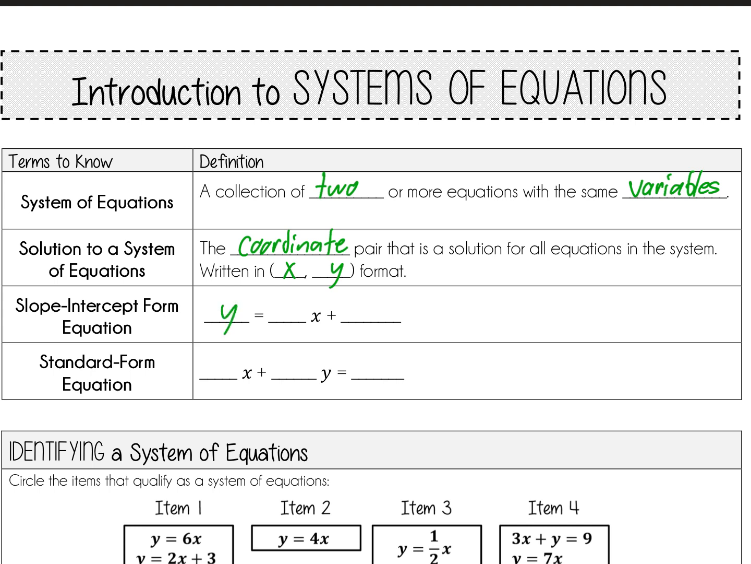We also need to remember the slope-intercept form of an equation, y equals mx plus b, where m is the slope and b is the y-intercept, as well as the standard form of an equation, ax plus by equals c, where a, b, and c are all integers and a is positive.